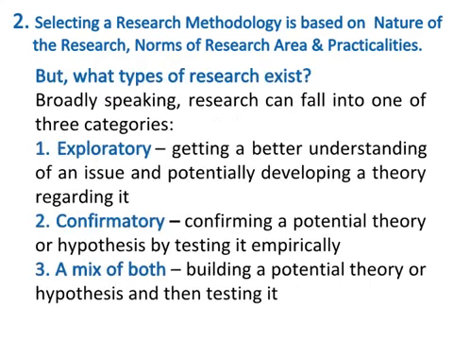But, what types of research exist? Broadly speaking, research can fall into one of 3 categories. Number 1 is exploratory, getting a better understanding of an issue and potentially developing a theory regarding it. Number 2 is confirmatory, confirming a potential theory or hypothesis by testing it empirically. And number 3 is a mix of both, building a potential theory or hypothesis and then testing it.